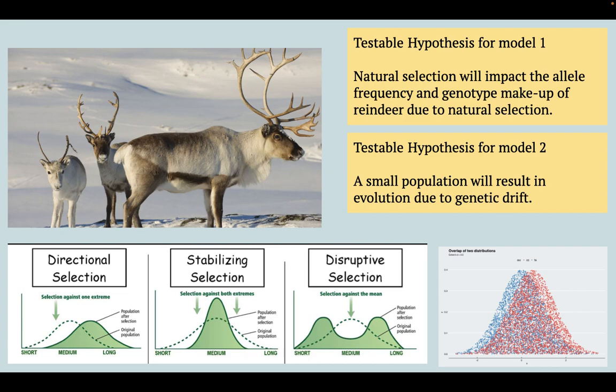So, what we're doing with our reindeer modeling today, Friday, and into next week is thinking about when we manipulate the environment of caribou or not, do these 3 different types of selection actually occur, and are these populations evolving?